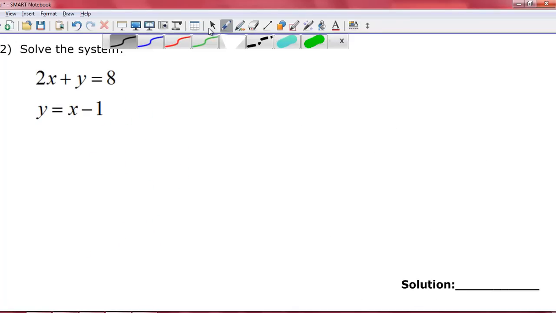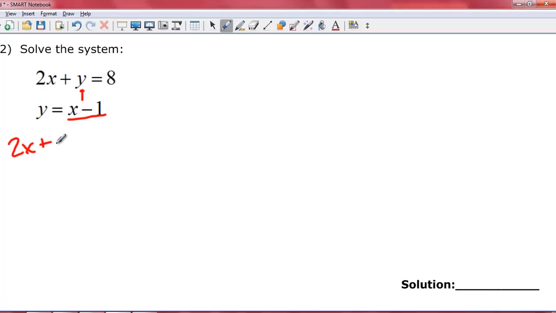Alright. Let's take a look at number 2 from the worksheet now. Okay, solve the system. Now this time, notice our bottom equation is the one that says y equals. So we want to take x minus 1, substitute it in for the y into the top equation. So we'll get 2x plus, instead of y, let's put our brackets, x minus 1, we're substituting in for the y, is equal to 8.